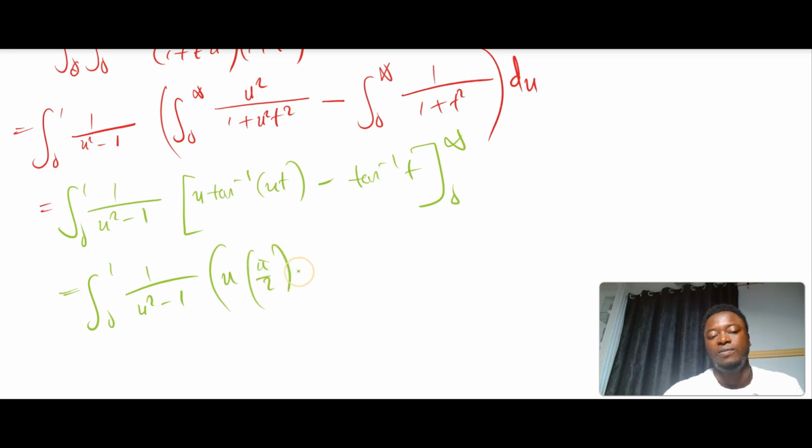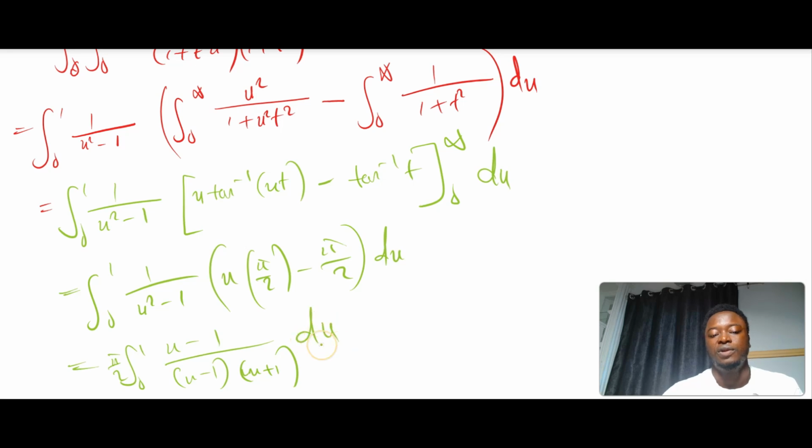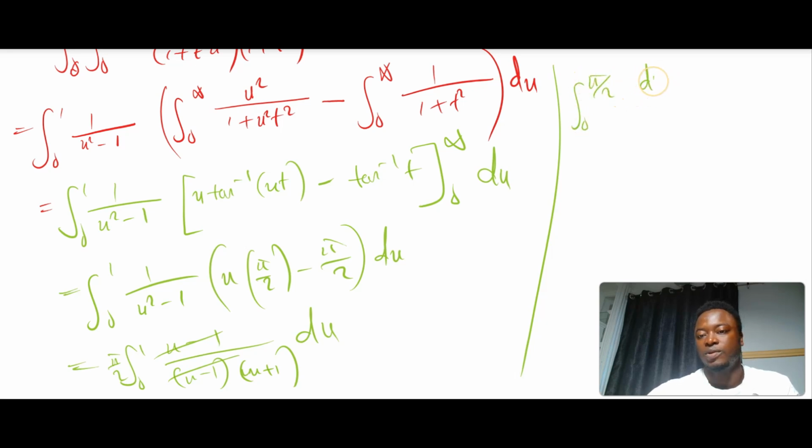Then you have pi over 2 minus pi over 2 times t. So you have pi over 2 and t minus 1. So that would be the integral from 0 to 1 of pi over 2 times t minus 1, divided by t minus 1 times t plus 1, dt. So this cancels out. So you have the integral from 0 to 1 of pi over 2 times dt divided by 1 plus t, which is pi over 2 times log 2, obviously, if you do the basic integration.